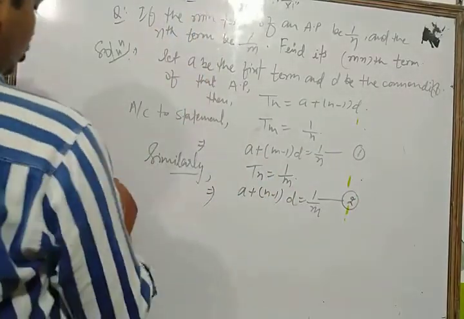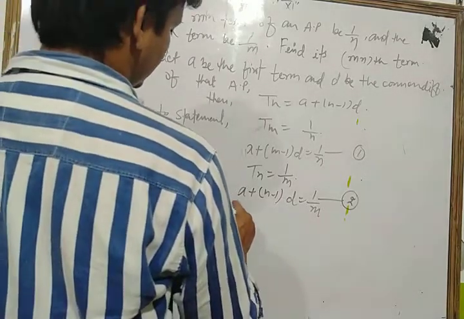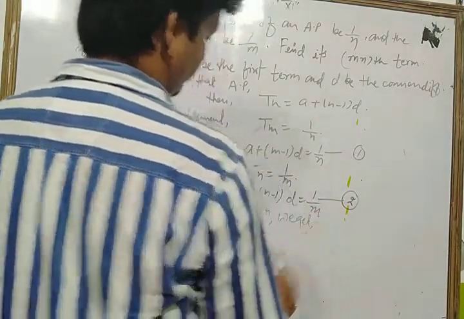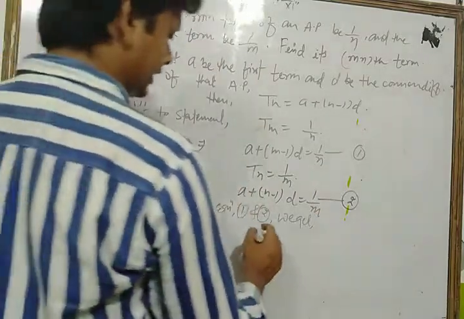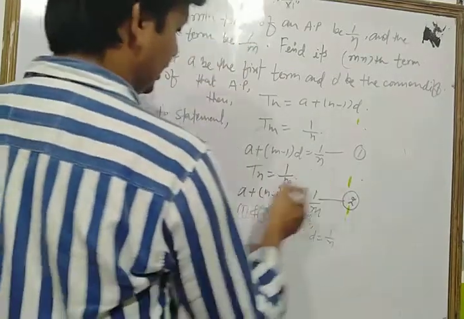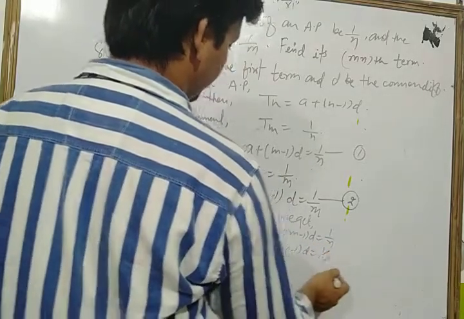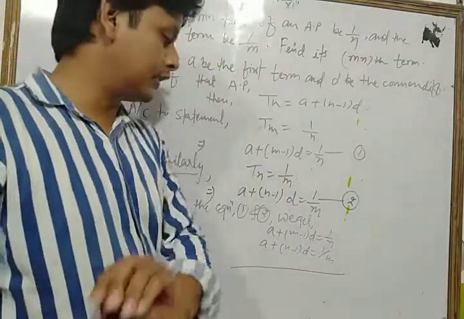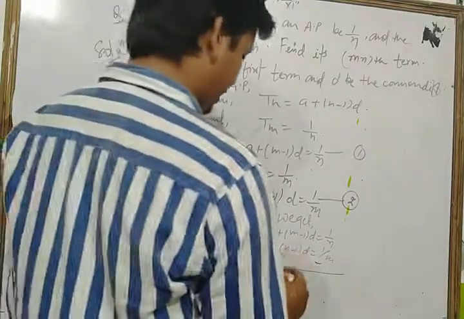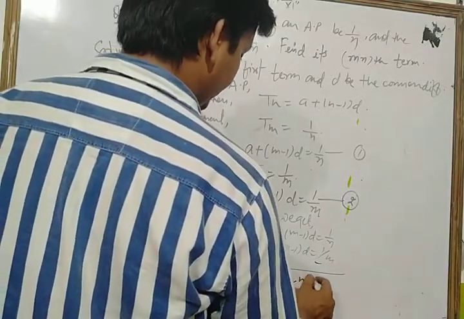Now let's see. Solving equations 1 and 2, what do we get? A plus m minus 1 into D is equal to 1 by n, and second one, A plus n minus 1 into D is equal to 1 by m. Now let's see, dear students. Here we change the signs, minus, minus, minus, A cancels out. Now we take D as common, so we have m minus 1 minus n plus 1.